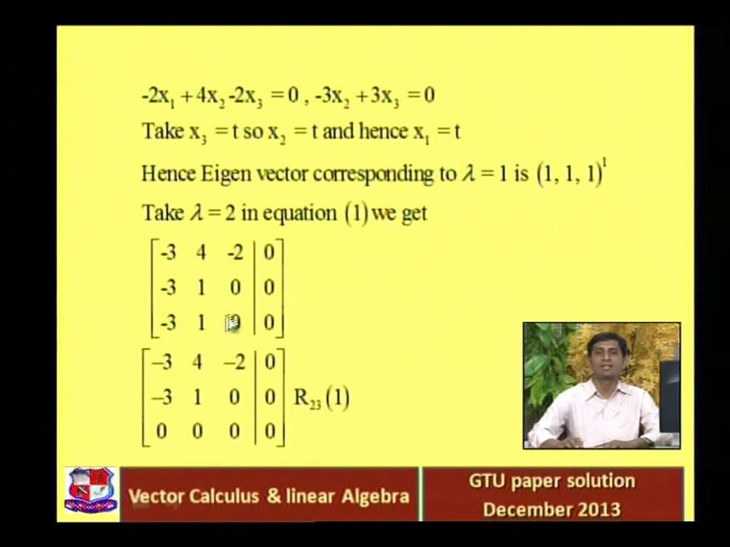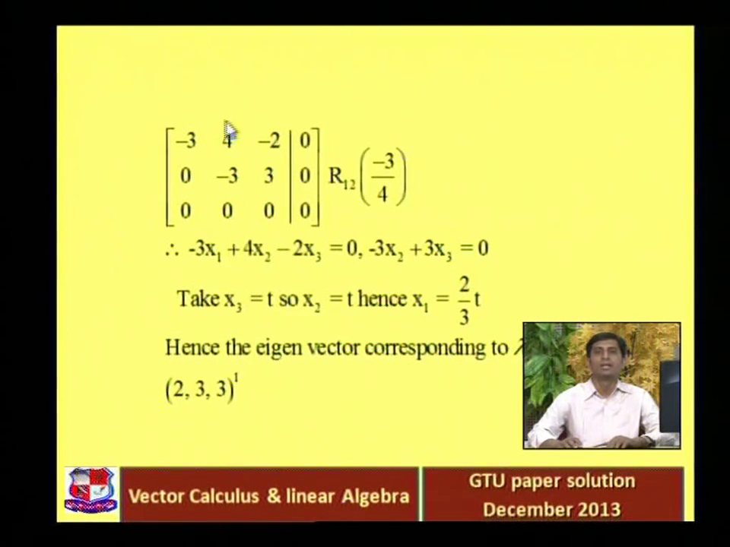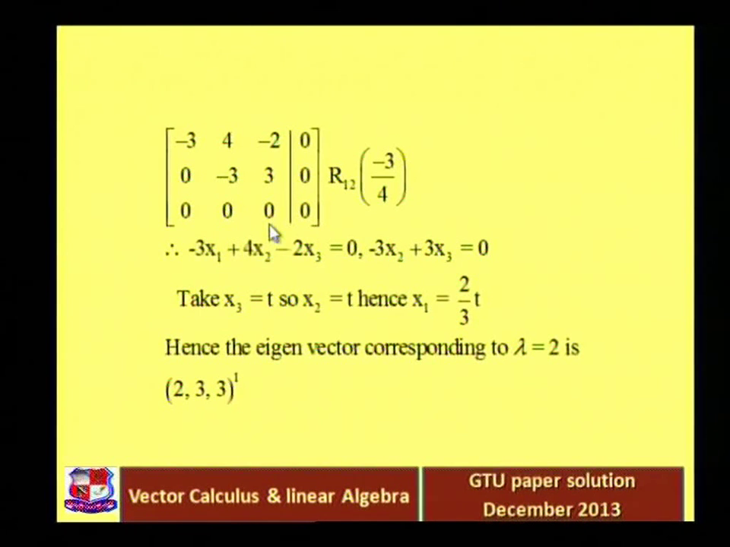Again we have to convert this matrix into a row echelon form, so that's why we are multiplying the second row with 1 and adding into the third row. So the rows are minus 3, 4, minus 2, 0, and then minus 3, 1, 0, 0, and 0, 0, 0, 0. Then multiplying the first row with minus 1 and adding to the second row, you will get minus 3, 4, minus 2, 0, minus 3, 3, 0, 0, 0.